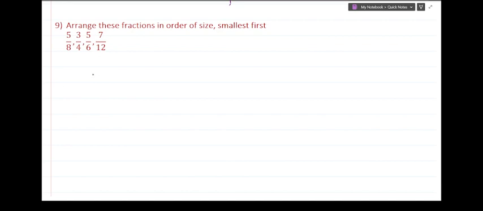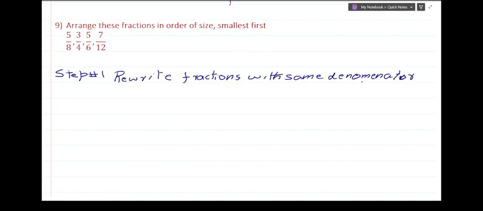So let's solve the problem of IGCSE chapter view 1, question number 9. Arrange the fractions in order of size, smallest first. So step number 1, write these fractions again with the same denominator.